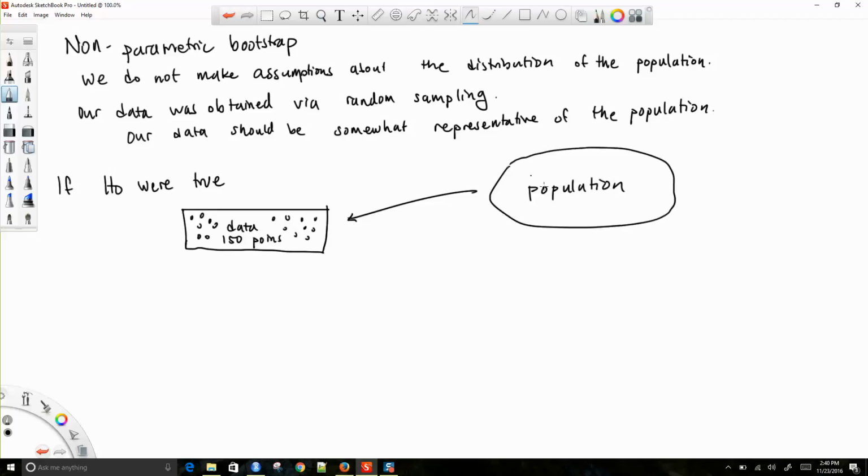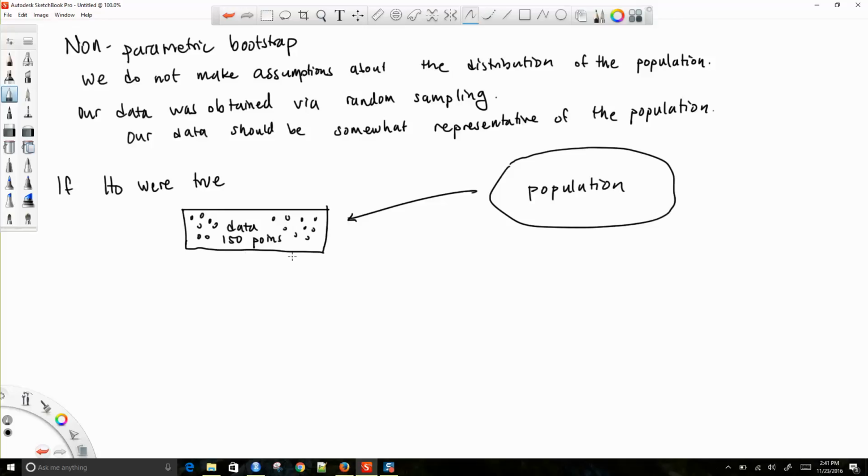Whether they came from Mexico or a different Latin American country has no bearing on their education achievement, because all of these things are coming from one population. That's what we're saying if the null hypothesis were true. And so if the null hypothesis were true, we are going to use this as a stand-in for the population.